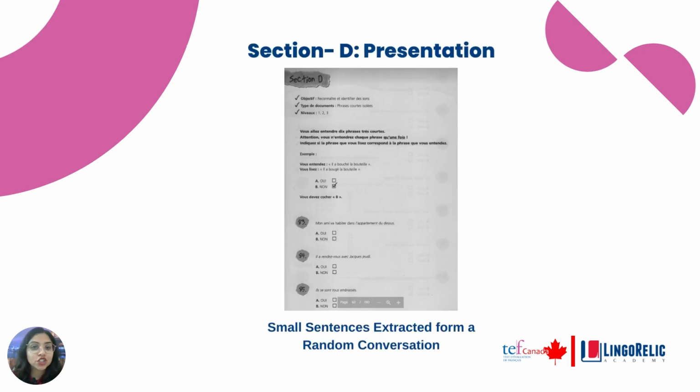Here is the presentation of section D of this exam. You have small sentences extracted from a random conversation. So in this section, you will have very small sentences which are extracted from any random conversation that you do not know of. And there's a line in the question paper, the sentence is given. And when you listen to the audio, you have to listen to it very carefully and you have to determine whether it's the same exact sentence as written in the question. And you have to select whether it was oui or non.